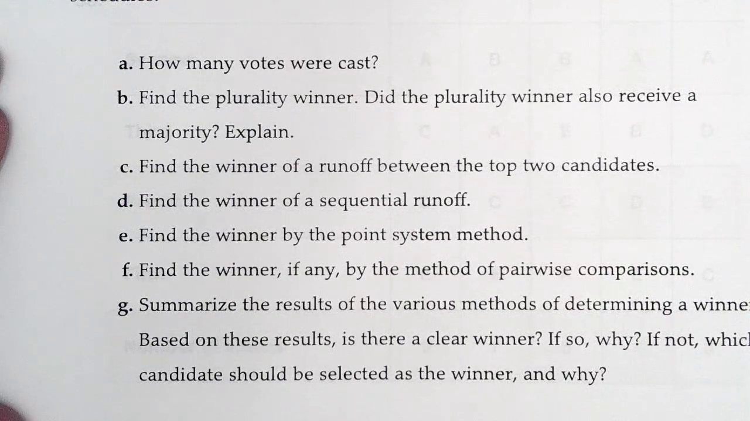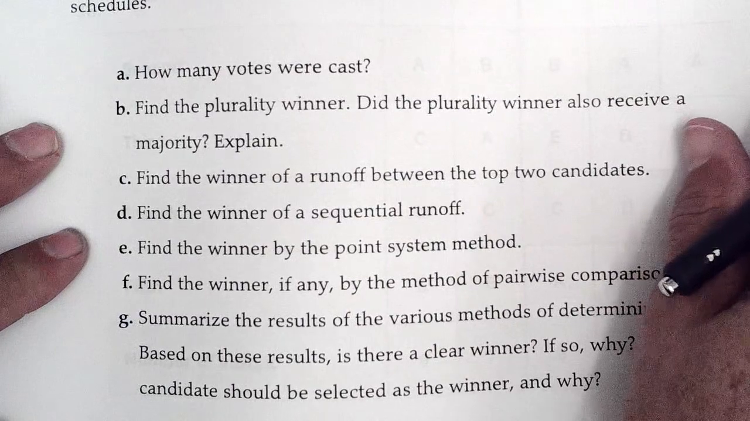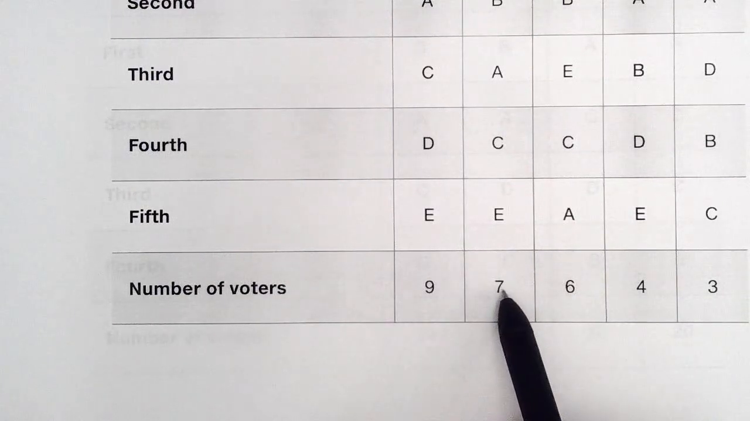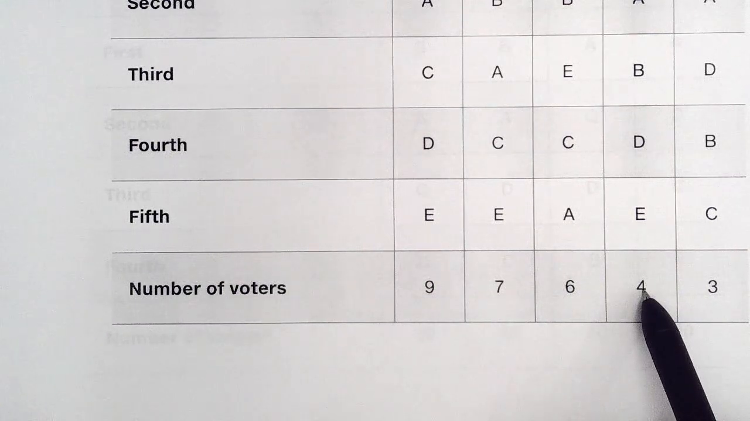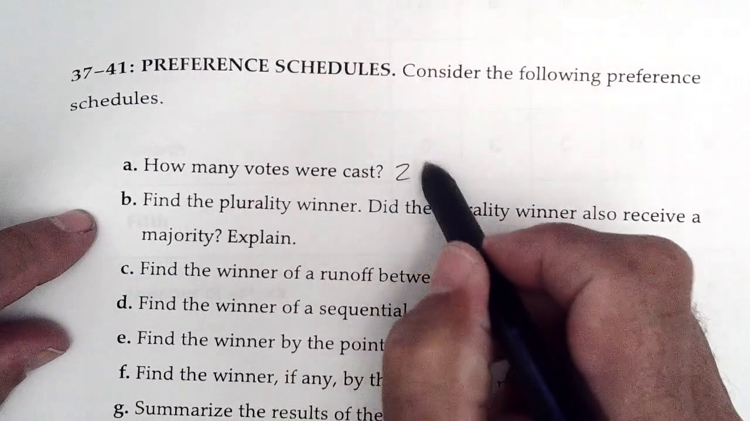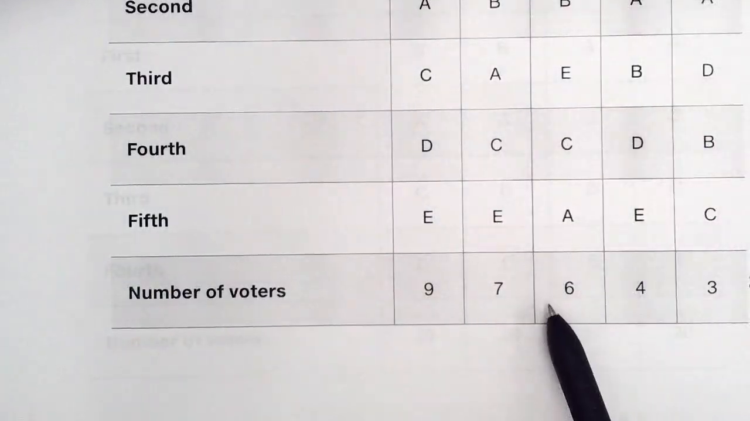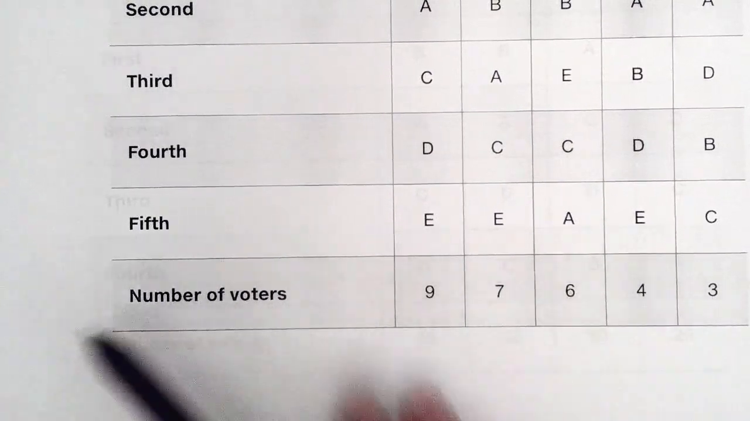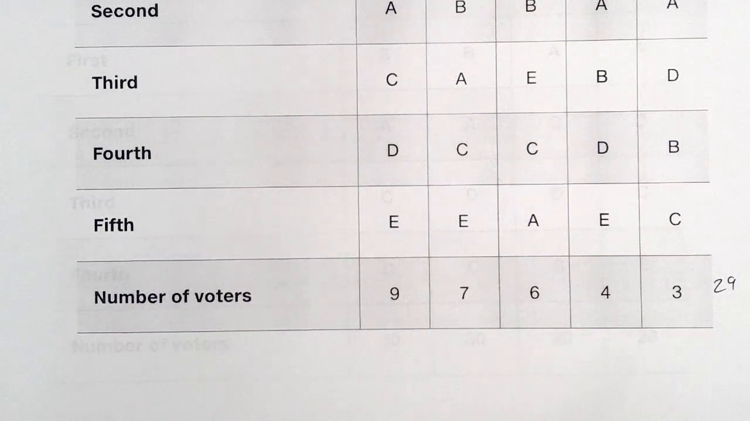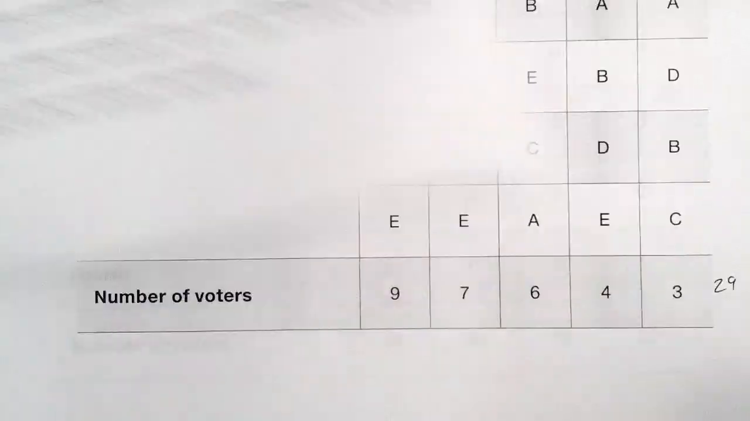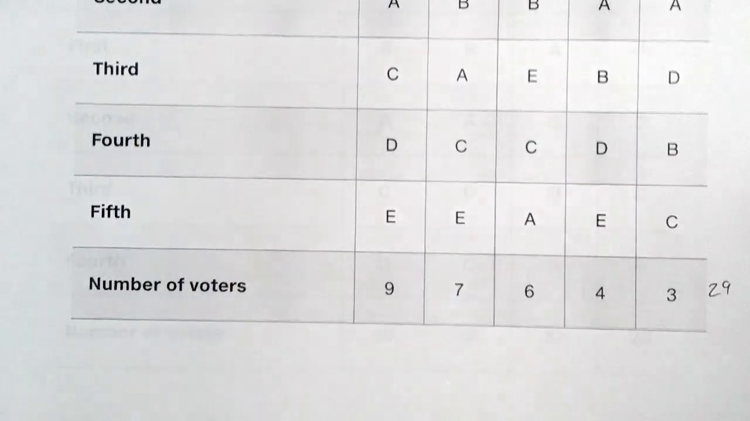Preference schedule. Consider the following preference schedules. And here's the preference schedule I asked you to look at. How many votes were cast? So that would be 9 plus 7, 16, 22, 26. 16 plus 10 is 26, 29 votes. Find the plurality winner. D had 13, B 9, C 3. I don't think there was any other. I think that's where this table ended. So it looks like A never won anything. So the plurality winner is D. Got 13 votes.